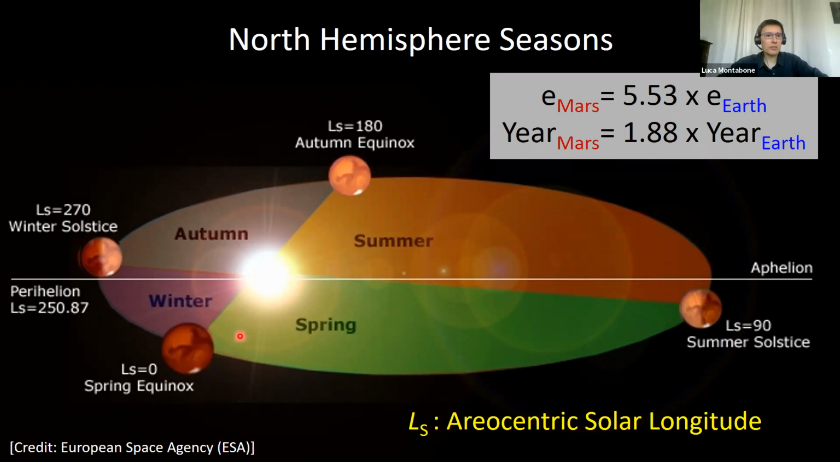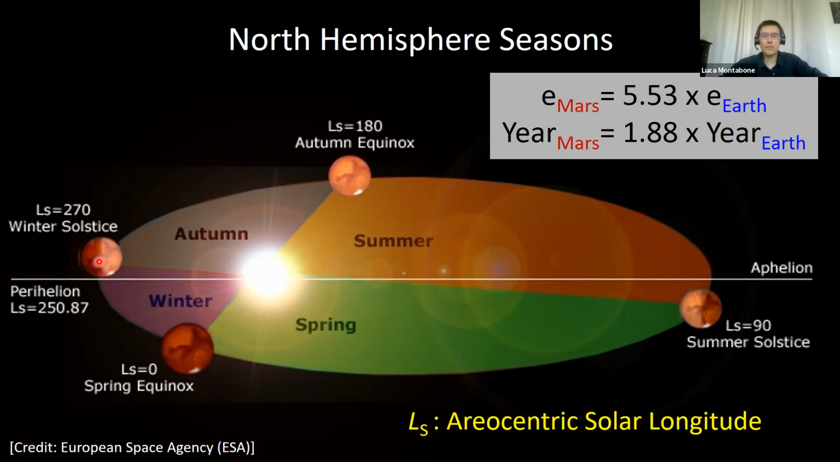It's an easy concept. It's basically the angle between the position of the sun, the position of Mars at the spring equinox, and the current position of Mars on its orbit. Okay, so this angle, which we call L sub s, is 0 at spring equinox, 90 at the summer solstice, 180 at the autumn equinox, and then 270 at the winter solstice. So this concept is important.